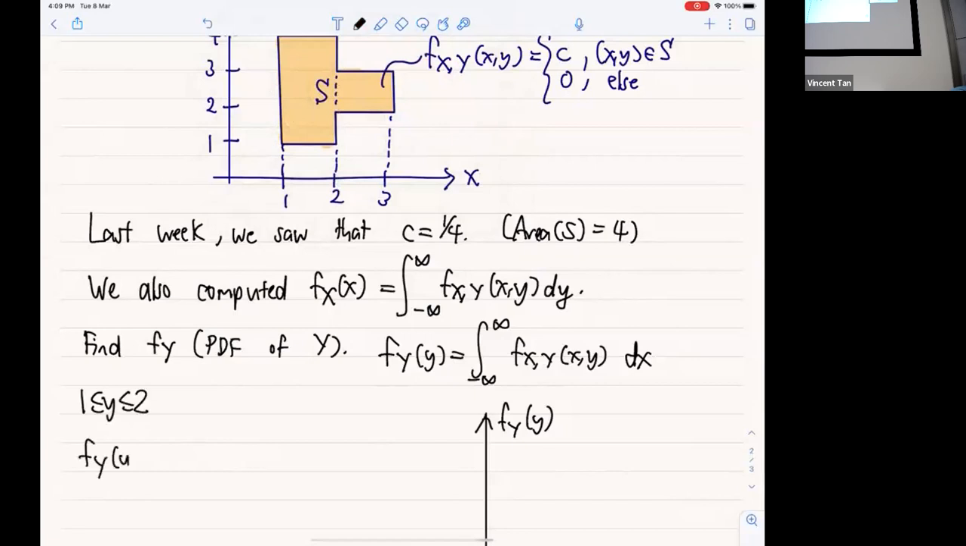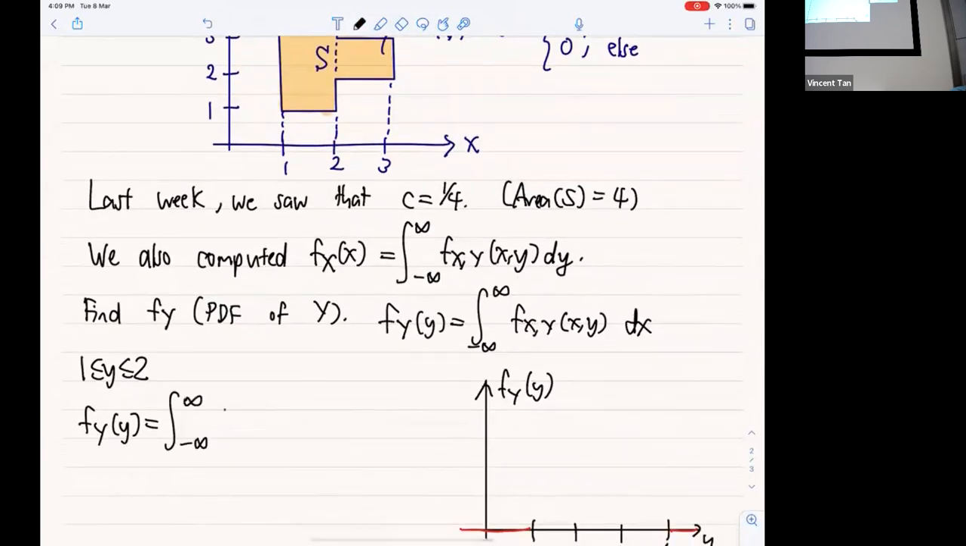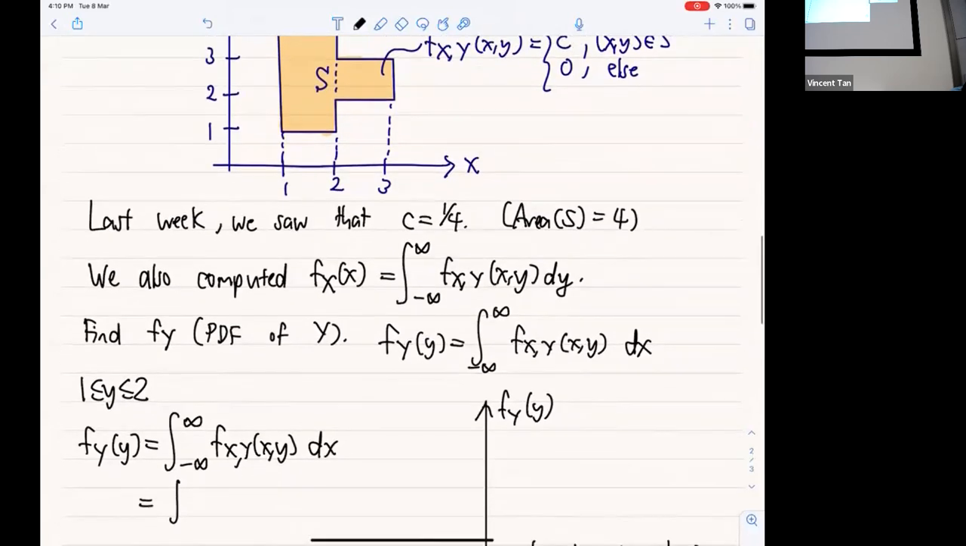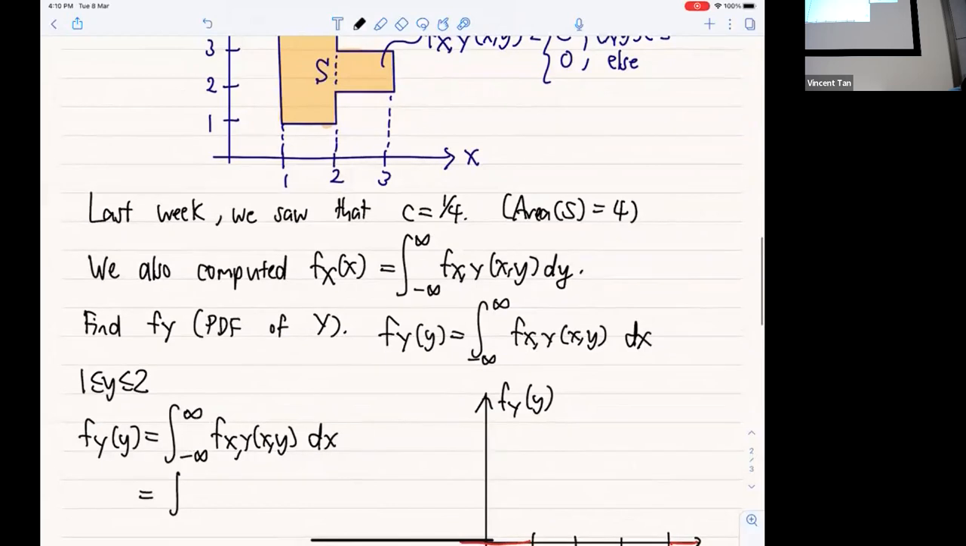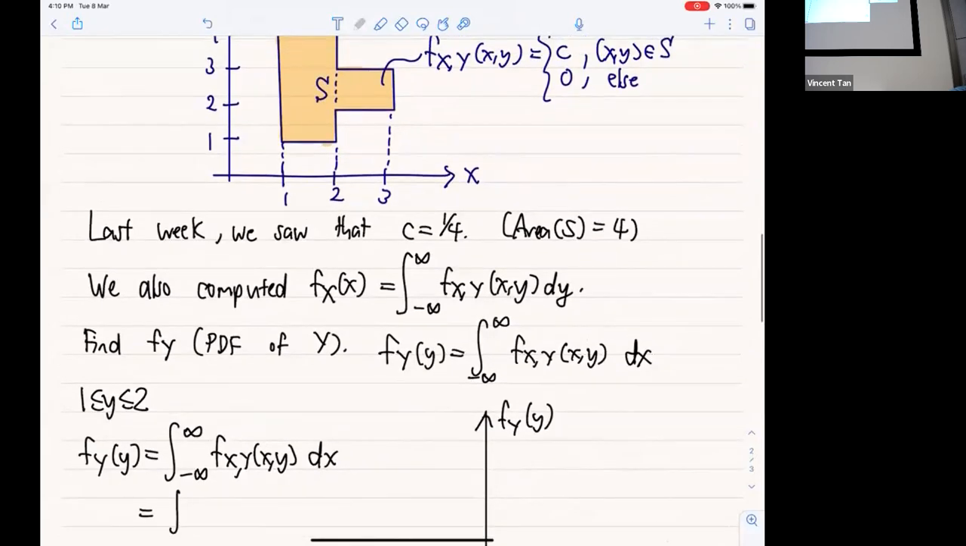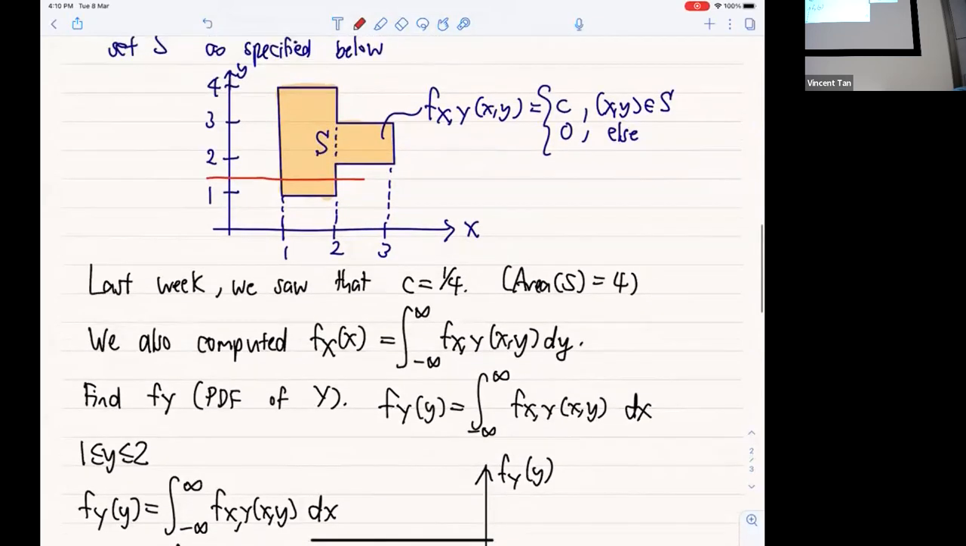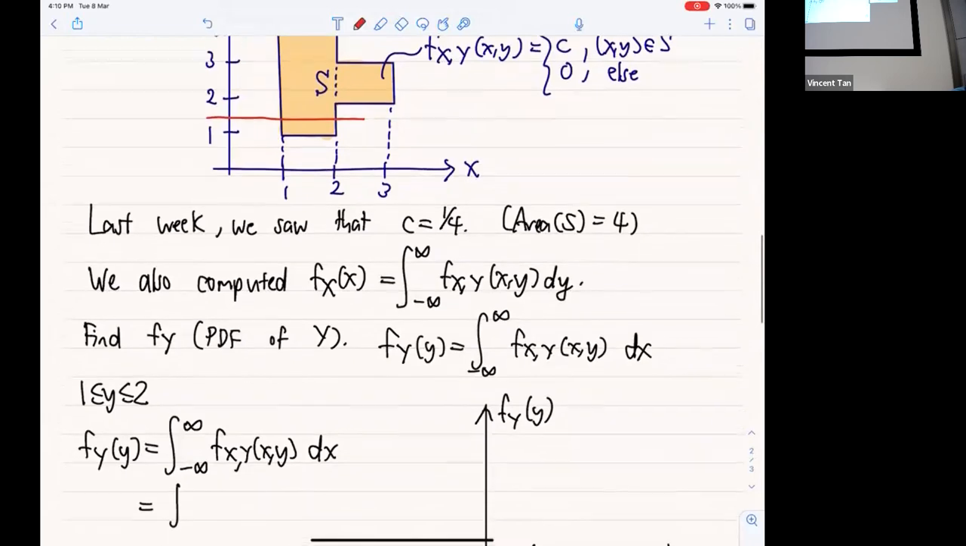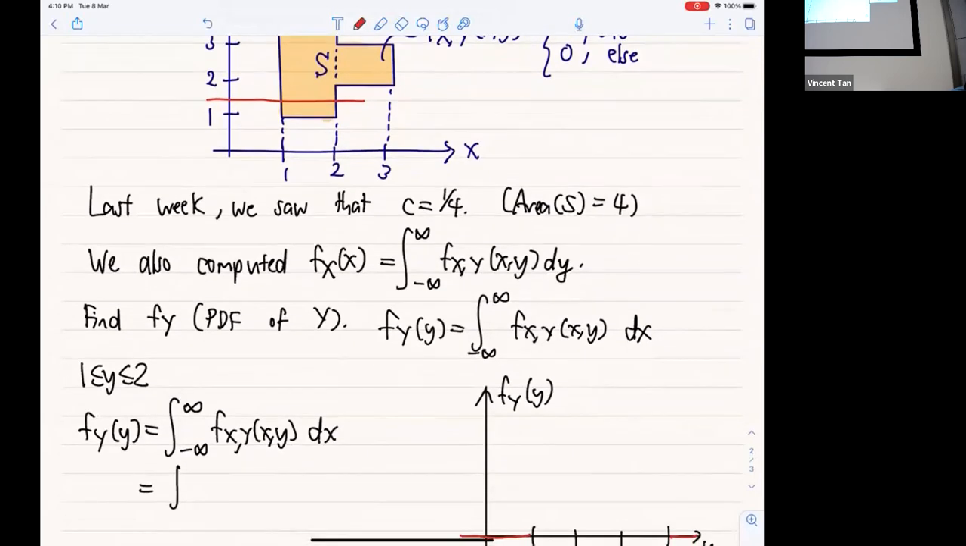So f_Y(y) is equal to, let us apply the formula, the integral from minus infinity to infinity of f_XY(x,y) dx. Now, do we have to go from minus infinity to infinity? We are looking at this particular slice somewhere here. Does our x have to go from minus infinity to infinity? No, our x only has to go from this point to that point.